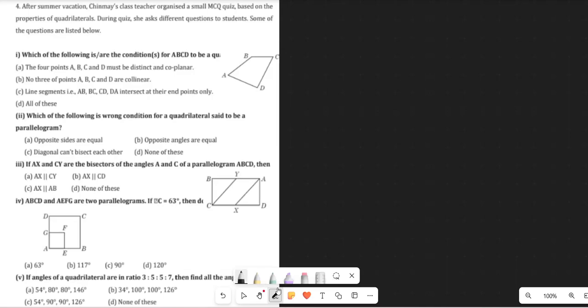Another case study from the chapter Quadrilaterals. As I can see, this says after summer vacations, Chinmay's class teacher organized a small MCQ quiz based on the properties of quadrilaterals. So this is for class 9 quadrilaterals. It says during the quiz, she asked different questions to students. Some of the questions are listed below.